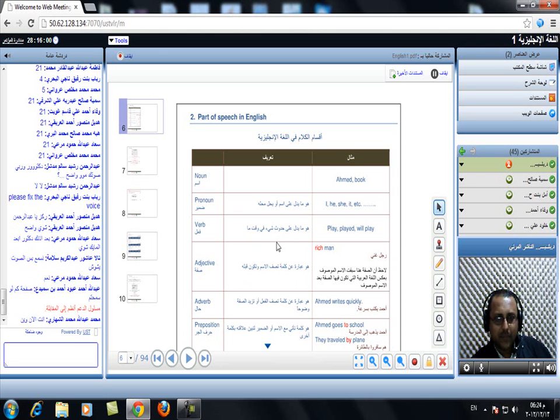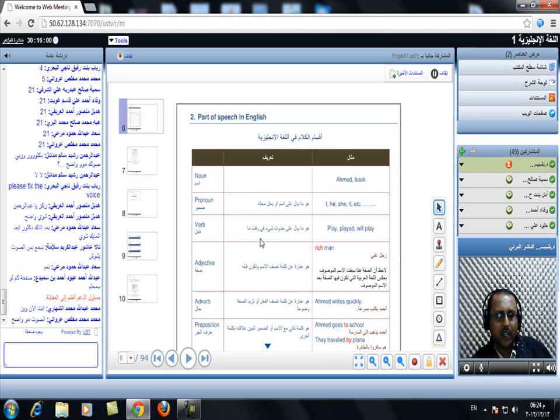We are on page 6. So the word can be either a noun, verb, adjective, adverb, or preposition. You know preposition, adverb. I think you can see also the paper here. The translation into Arabic is also written.